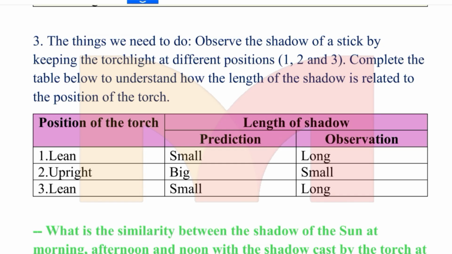Here is the answer. Position of the torch. Number 1, lean. Number 2, upright. Number 3, lean. Length of shadow, prediction and observation. Prediction, small, big, small. Observation, long, small, long. Now let's go back to the book again.